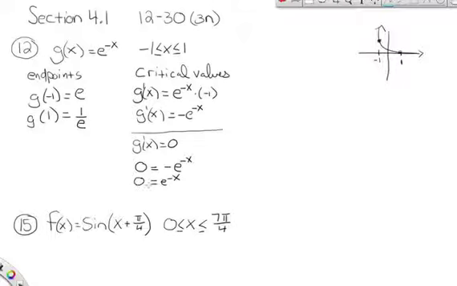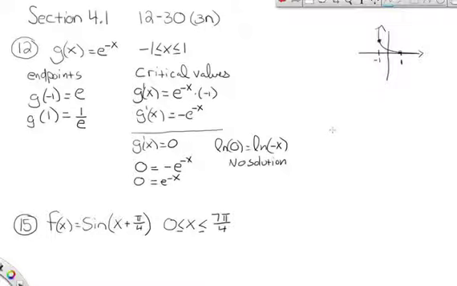We can continue solving this using logarithms. So we take the natural log of the left side, and I take the natural log of the right side, and the natural log of 0 cannot be done. No solution. And so we don't find any place where the derivative equals 0.